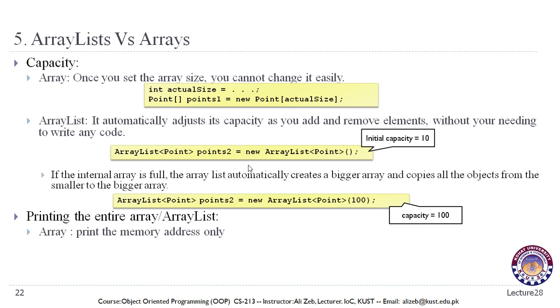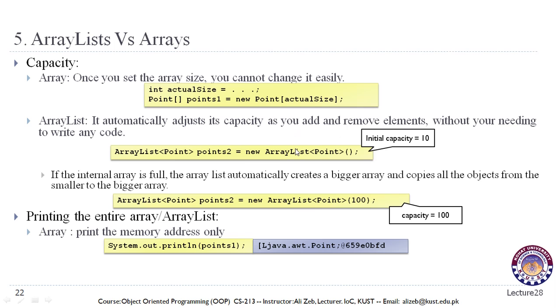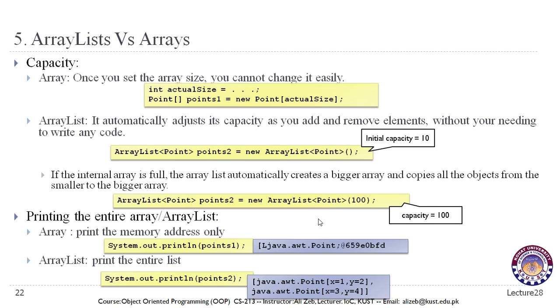Printing the entire array versus the ArrayList: printing an array prints the memory address only. For example, if you print the array, you will get this memory address, and if you print the ArrayList, then you will get the entire list. So to print an array, you will need to use a loop to go through the elements of the array one by one. If you print the entire array, you will get something not understandable, the memory address, but if you print the ArrayList, you will get all of the list in printed form.